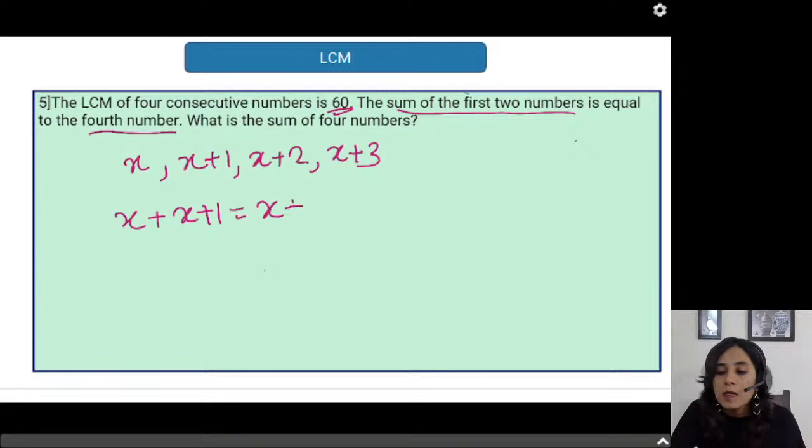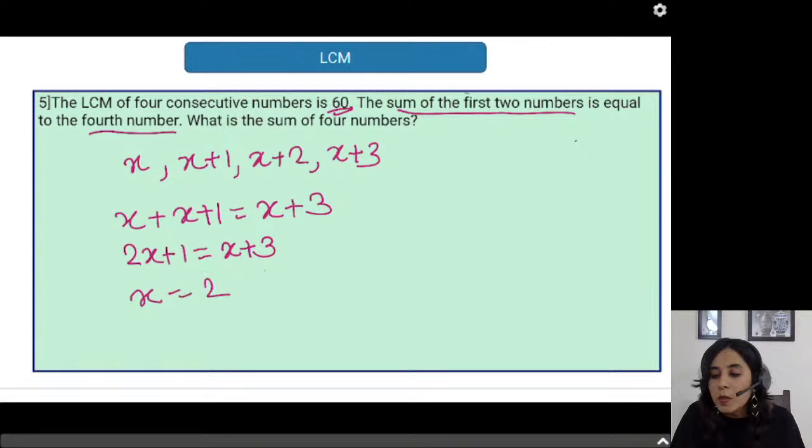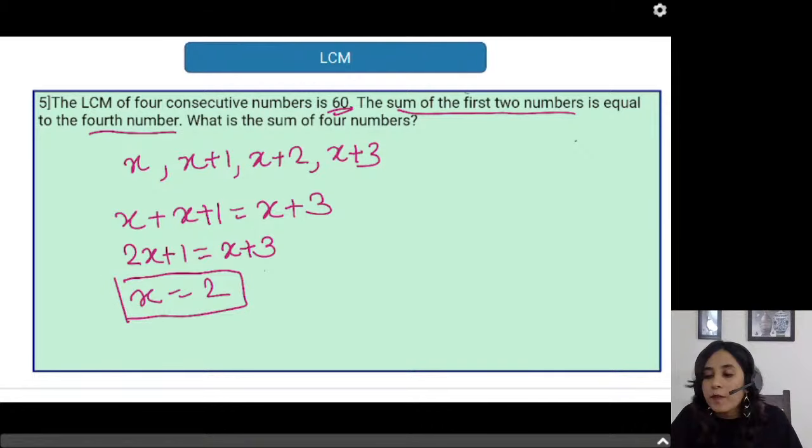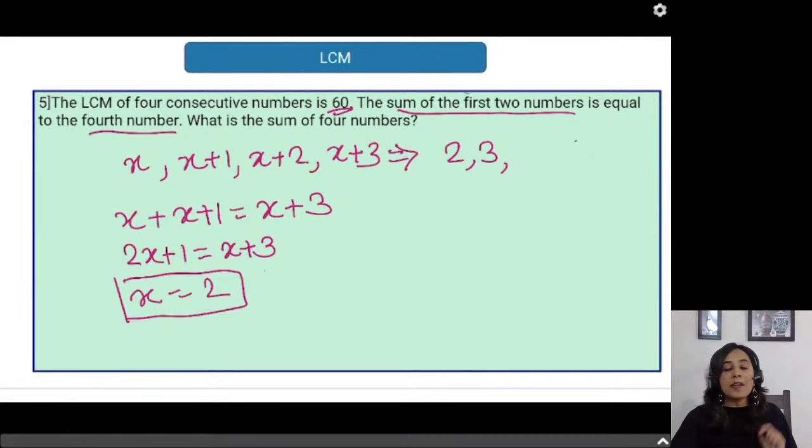So when I solve this, I get 2x plus 1 is equal to x plus 3. So x is equal to 2. I have got the value of x as 2. When I substitute it here, I get 2, 3, 4, and 5. My four numbers are 2, 3, 4, and 5. When I add 2 and 3, I get 5, which is correct, what the second statement is saying.